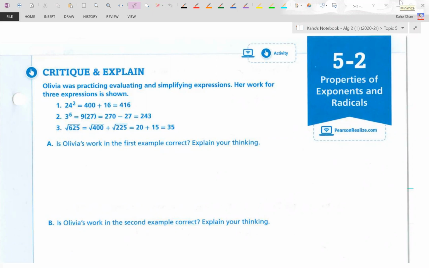Please grab your note taker, your student companion, and turn to page 117. We are going to start 5-2, Properties of Exponents and Radicals.